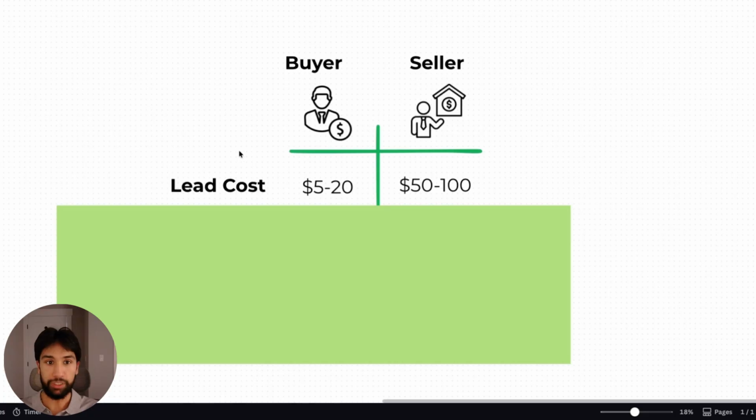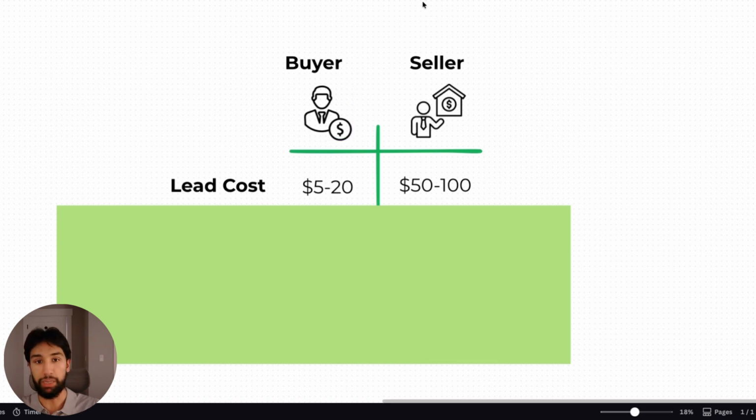But the first thing to know is that the lead cost of both are way different. Buyers are actively searching, they're on Zillow or Redfin, Realtor.com, they're browsing listings constantly. But seller activity works way differently. They aren't browsing homes, they're evaluating decisions, which means the marketing mechanics behind each type of lead are fundamentally different. The lead cost is way different.